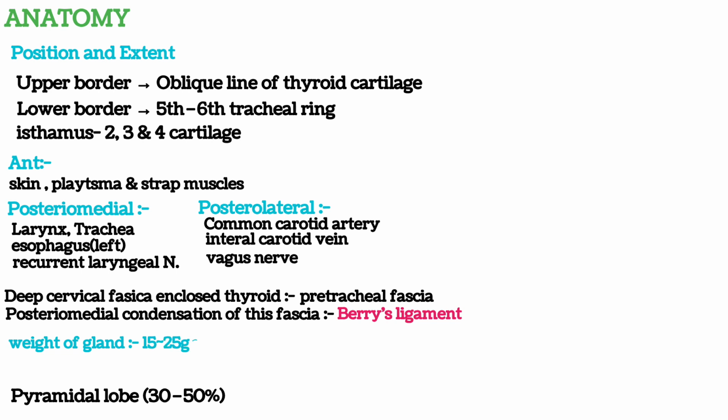And weight of the gland is 15 to 25 gram. This is important when we discuss near total and subtotal thyroidectomy. In subtotal, 4 gram each side is remaining, and in near total, 4 gram on one side is left after the operation. So this is all about anatomy.